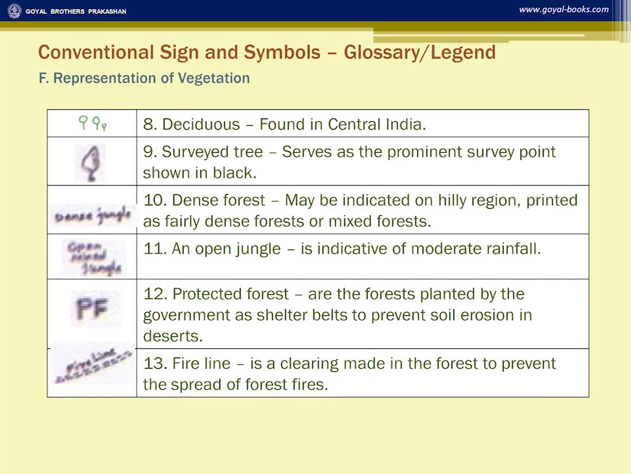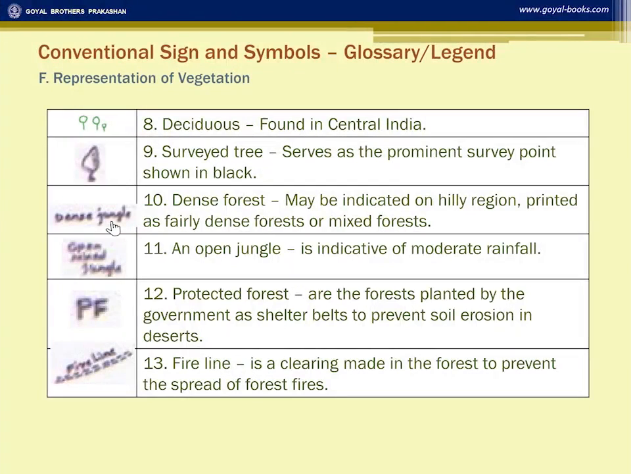Now you can see the different kinds of vegetation shown in different symbols. Deciduous is shown in this manner, and dense jungle is written there. Then the type of jungle found, open mixed jungle, is written there. Protected forest is written there, and these are the symbols.